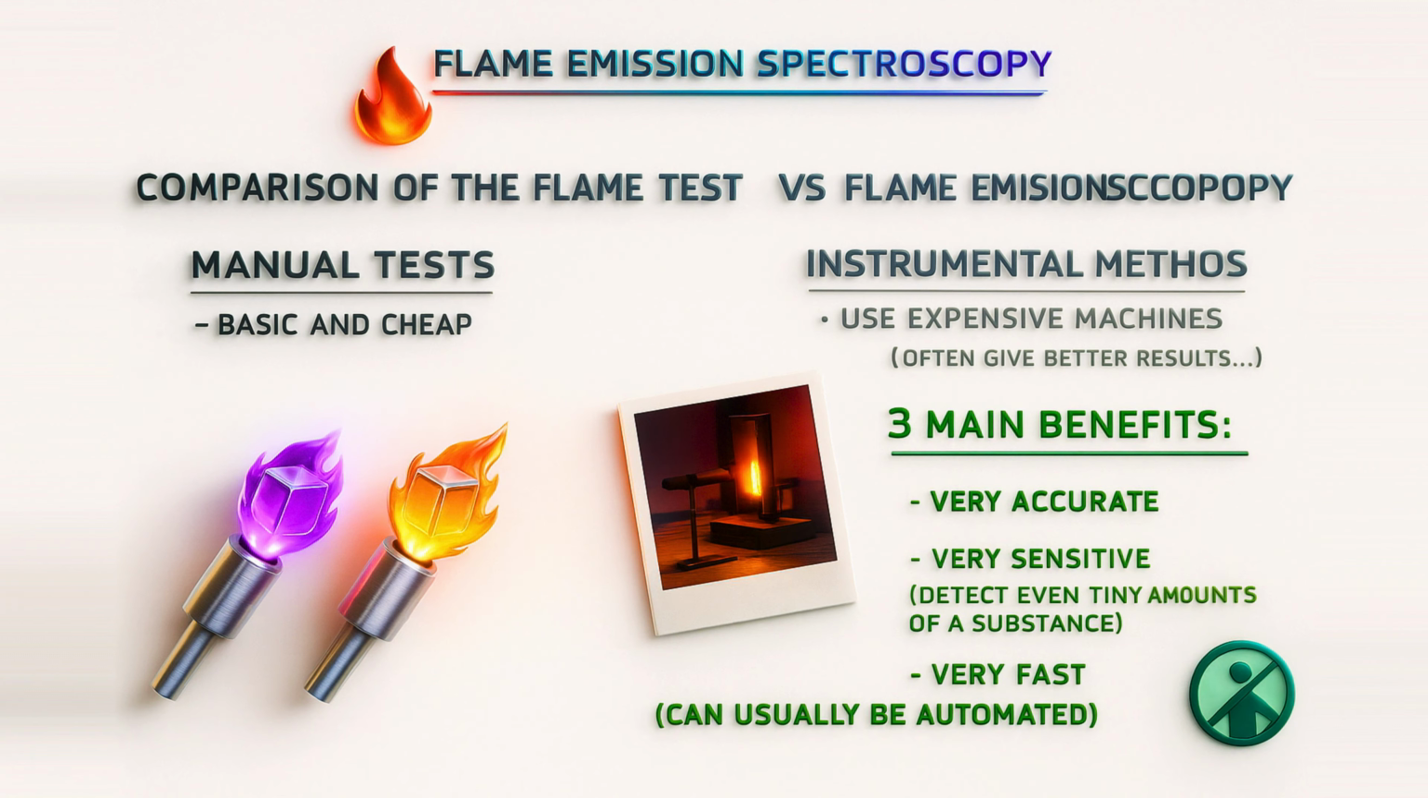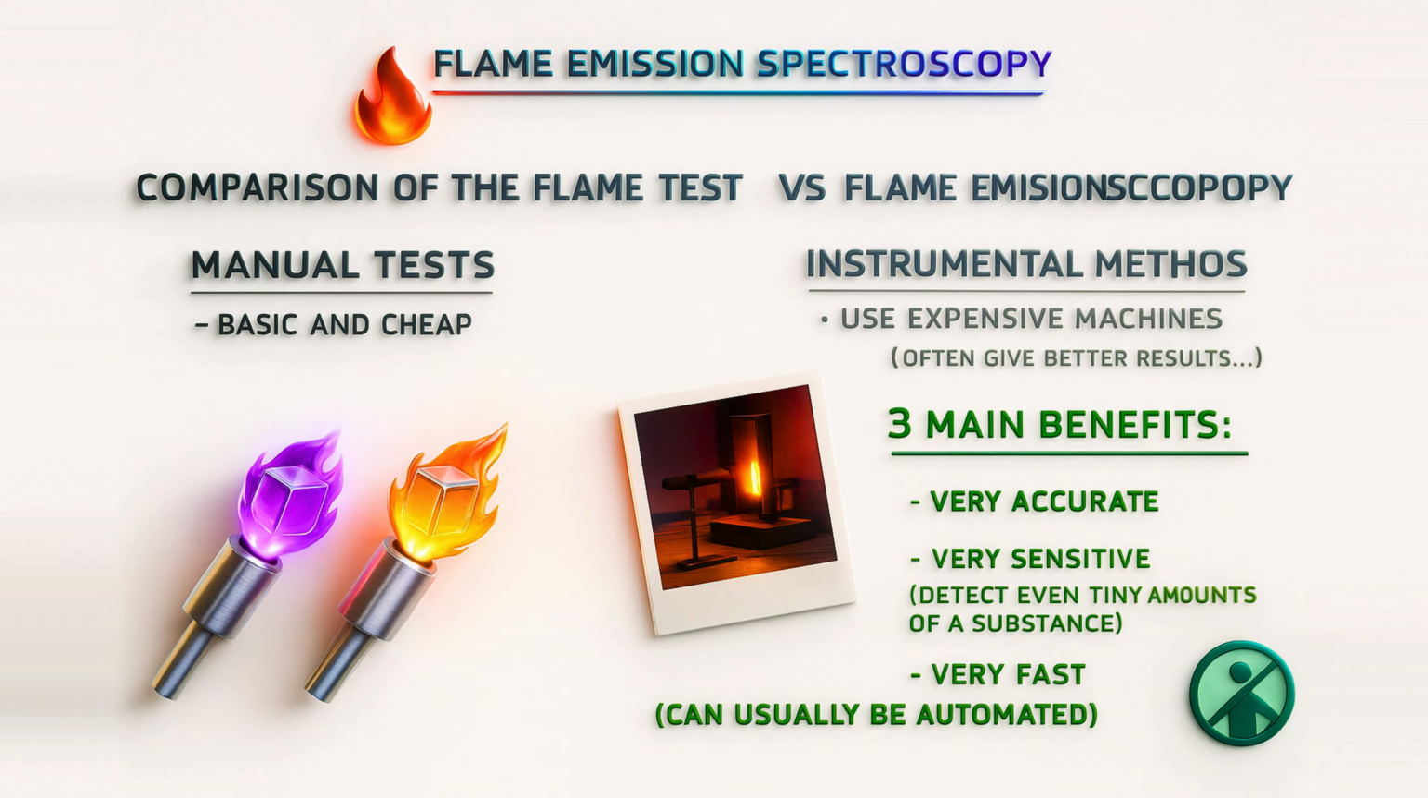This analytical method also provides an excellent example of the differences between traditional manual testing methods and more modern instrumental techniques. While manual flame tests are easy to do and very cost-effective, they are not always reliable, especially for mixtures or closely colored ions. In contrast, instrumental techniques like flame emission spectroscopy involve more complex and expensive equipment, but they offer superior benefits in terms of performance.